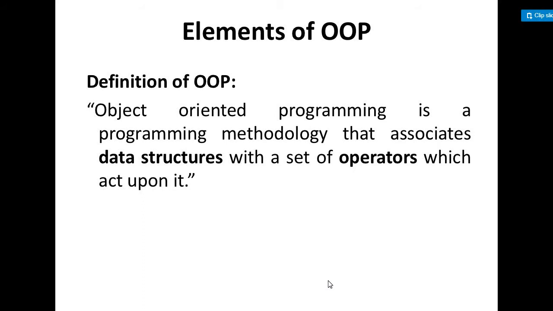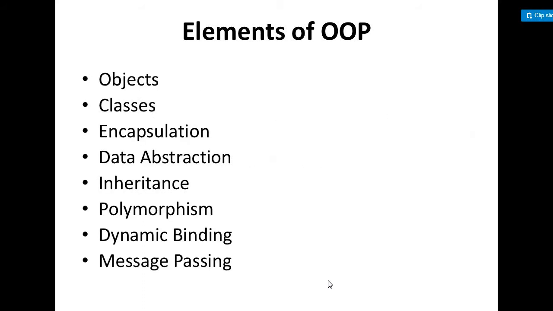Now if we see the definition, object-oriented programming is a programming methodology which associates data structure with a set of operators which act upon it. So it is actually a combination of data structure with a set of operators. Next, the basic terminologies heavily used in object-oriented programming are object, class, encapsulation, data abstraction, inheritance, polymorphism, dynamic binding, message passing, etc.